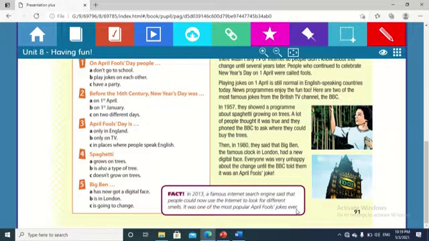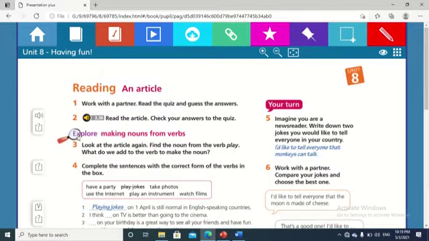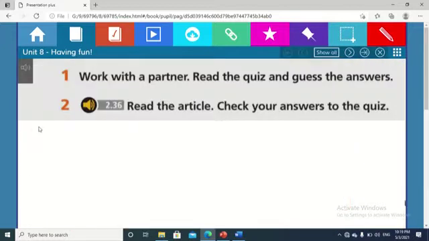Okay, so this is the end of the reading, of course. Now, after reading and listening, we can check our answers for the 5 questions in the quiz. So here are the answers. 1 is B, 2 is A, 3 C, 4 C, and 5 B.